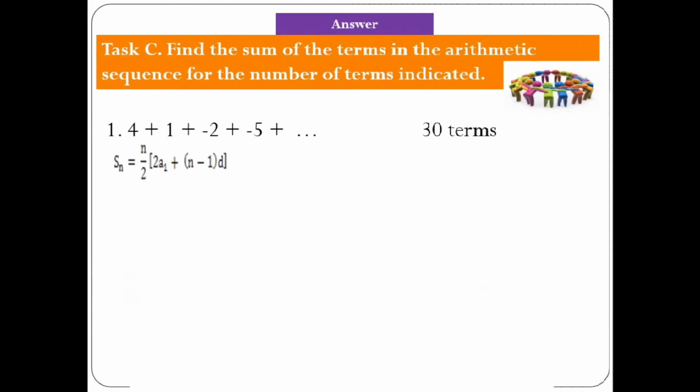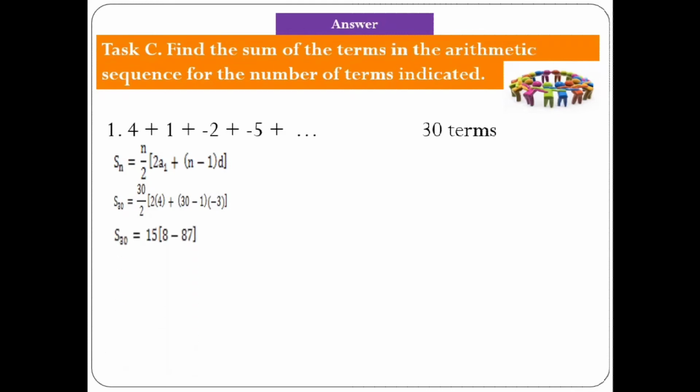Since the last term is not given, we will use the formula S of n is equal to n over 2 times the quantity of twice the first term plus the quantity of n minus 1 times the common difference, where n is 30, first term is 4, and the common difference is negative 3. By substitution, we have 30 over 2 times the quantity of 2 times 4 plus 30 minus 1 times negative 3. 30 over 2 is 15, 2 times 4 is 8, and 29 times negative 3 is negative 87.